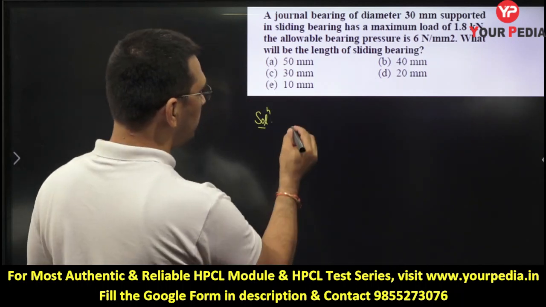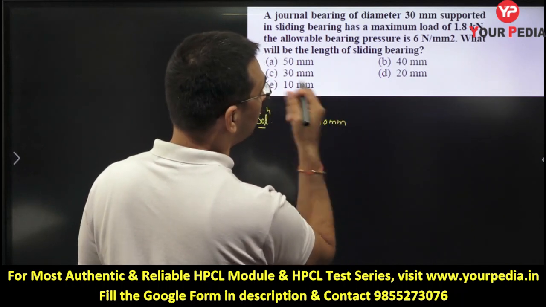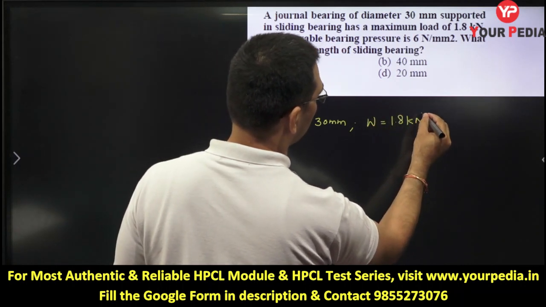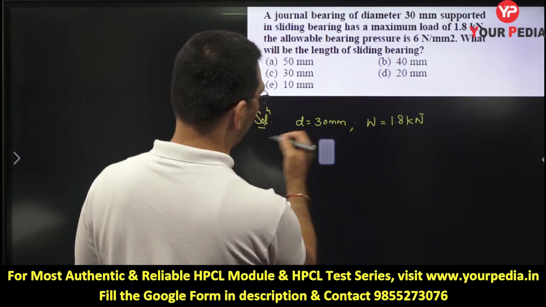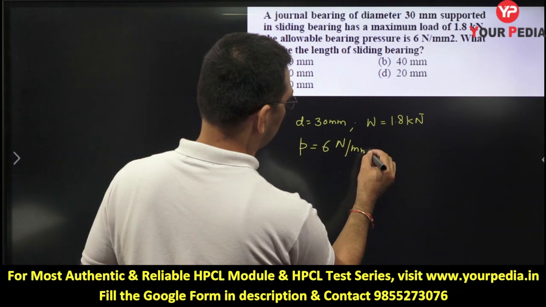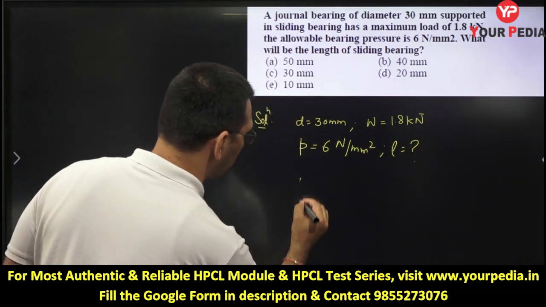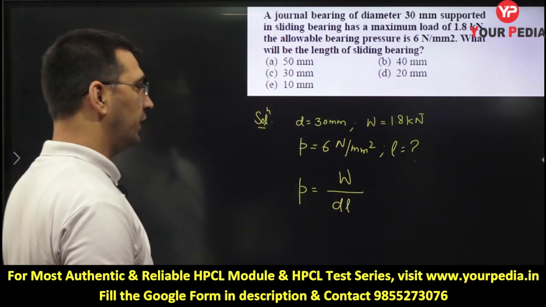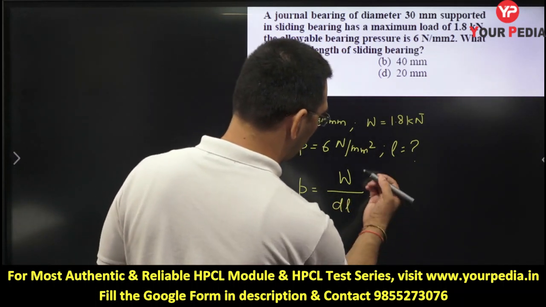Journal bearing diameter is given to you. And maximum load also, let us say if you denote that load which is acting on that bearing is 1.8 kN. What else? The allowable bearing pressure, P, jo usne diya hai aapko, average pressure within the bearing that he is talking about, should not exceed this value. And what is to be the length of the bearing? So how do we calculate? Pretty simple. Average pressure in the bearing is given by the load which is acting and the projected area of the bearing. So the projected area is D into L. So from here you can calculate.